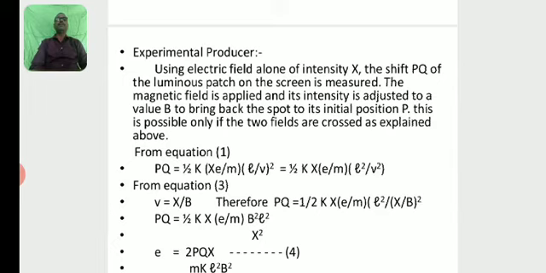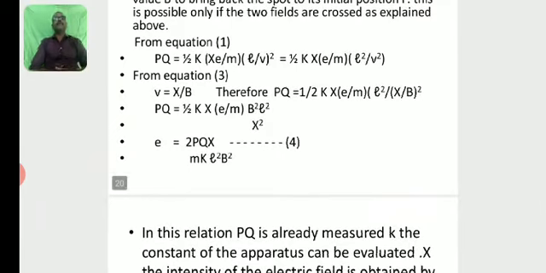From equation 1, PQ is equal to half K X E by M into L by V whole square, which is half K X E by M L square by V square. From equation 3, V is equal to X by B. Therefore, PQ is equal to half K X E by M into L square by X by B whole square. Then PQ is equal to half K E by M B square L square by X square, so E by M is equal to 2PQ X by K B square L square. Let this be equation number 4. Thus, this is the equation we use to determine the charge of an electron.